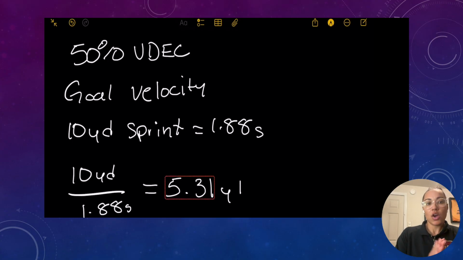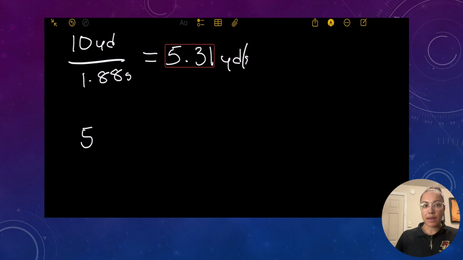Okay, so what we got is we have to take our 10-yard sprint time. I just came up with some times here. So our 10-yard sprint was 1.88. So now I need to figure out our goal velocity. So I'm going to divide distance by time. I got 5.31 yards per second.